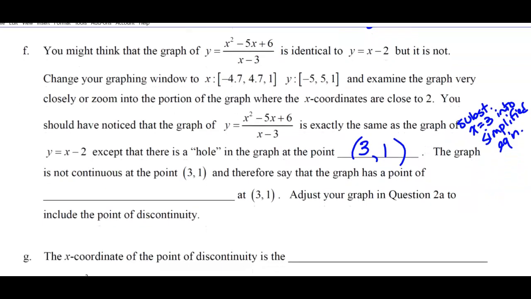Okay, so the graph is not continuous at that point, and so what we call it is a point of discontinuity. So we already adjusted our graph. I put the little round open circle, and you know that back from graphing on number lines, right? Back from junior high. You do the open circle, and we reviewed it last year too, right? Open circle means it does not include that value, but it's really close.